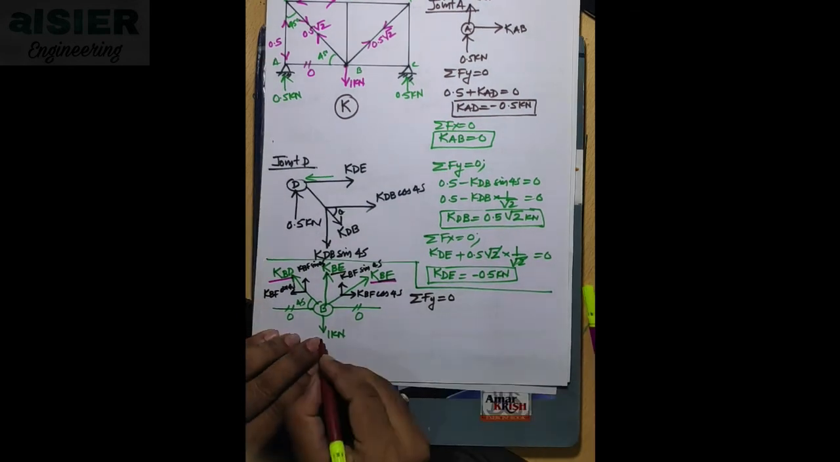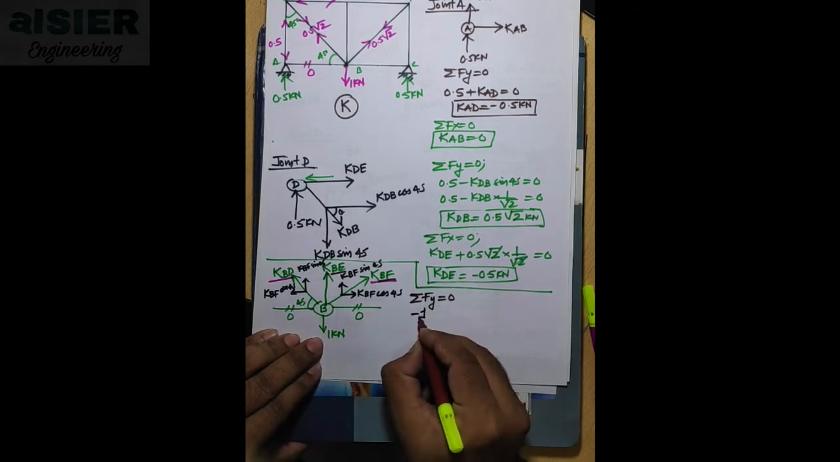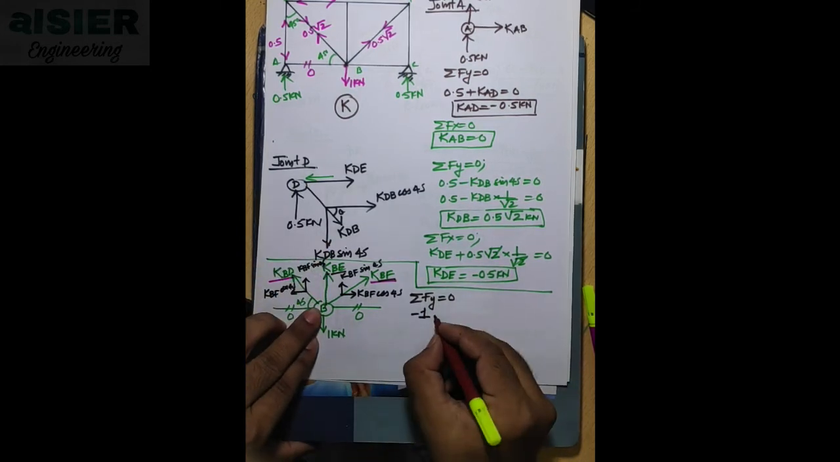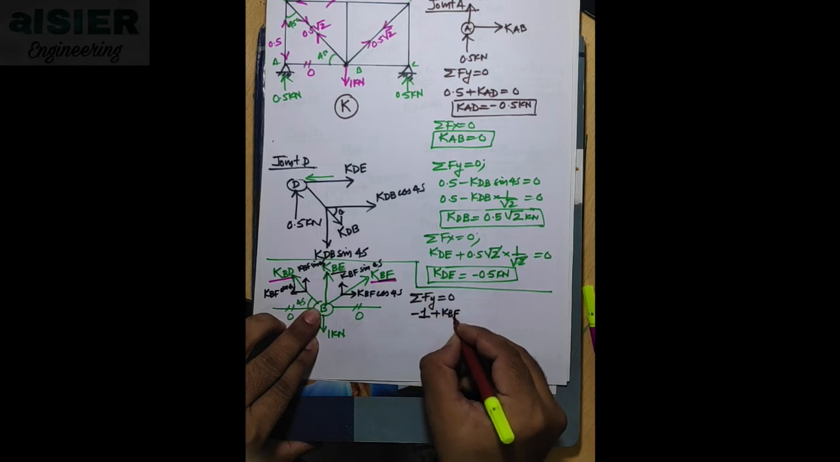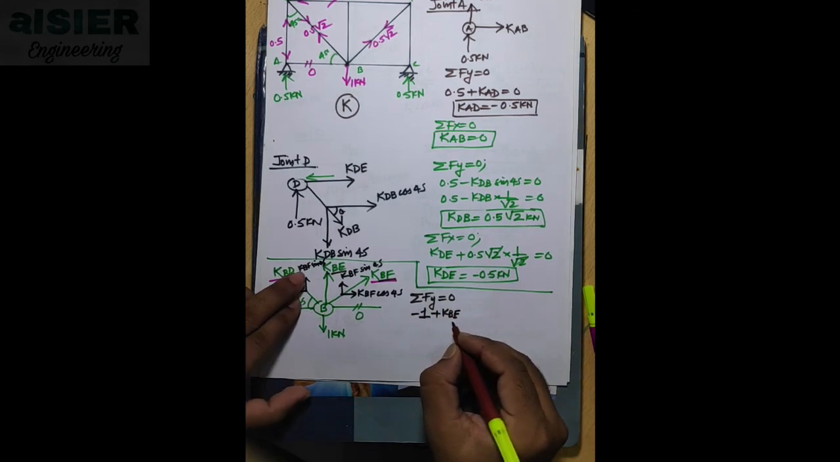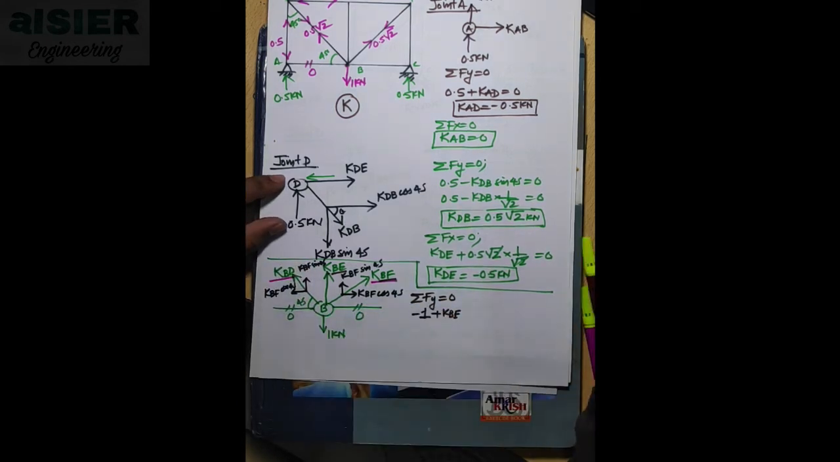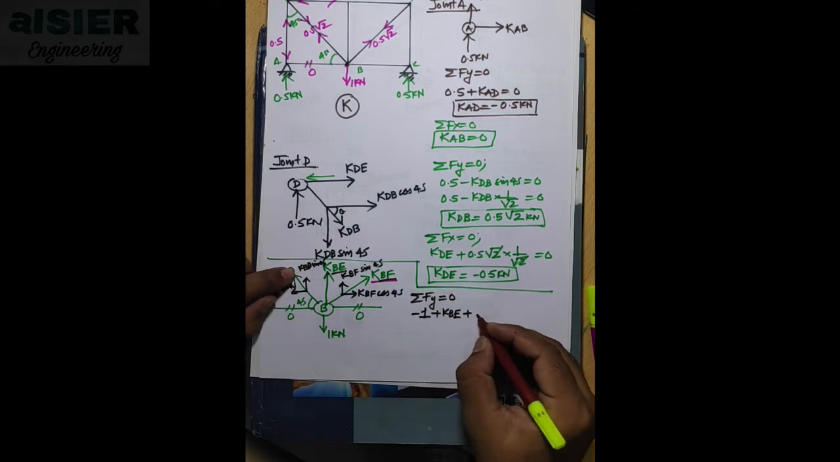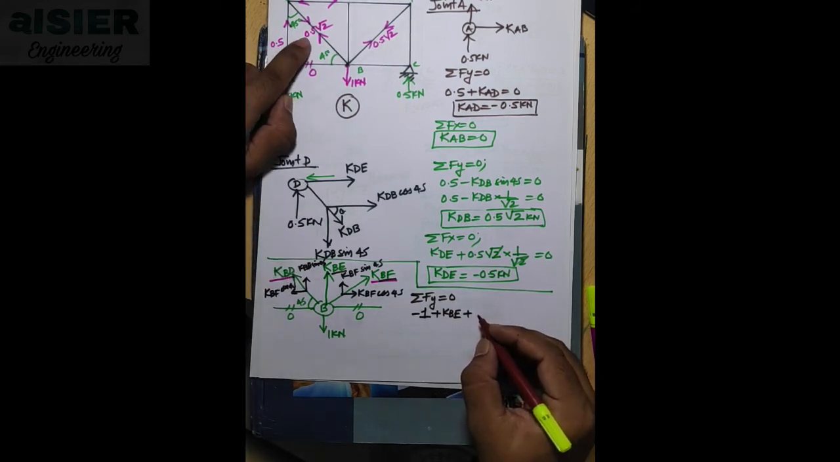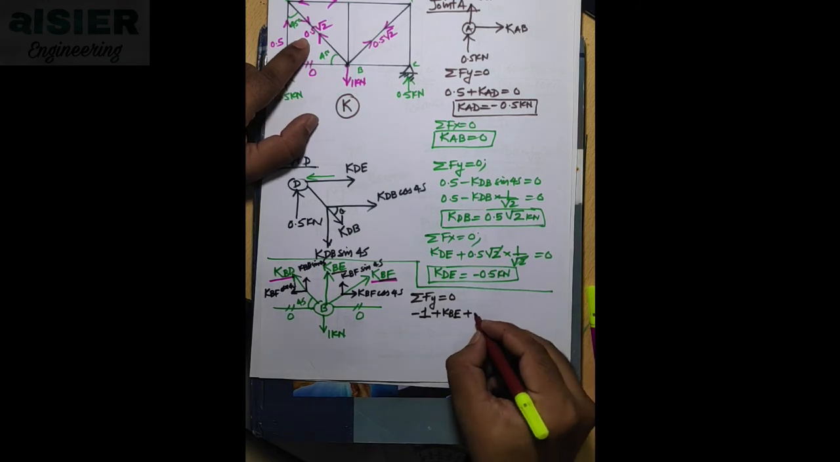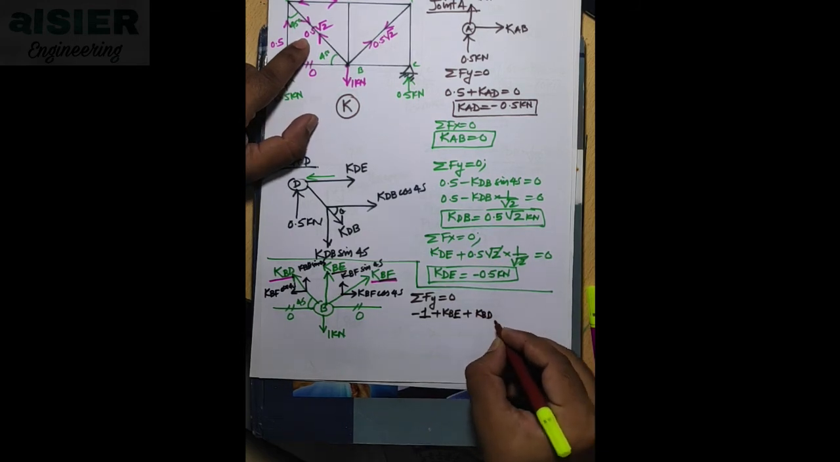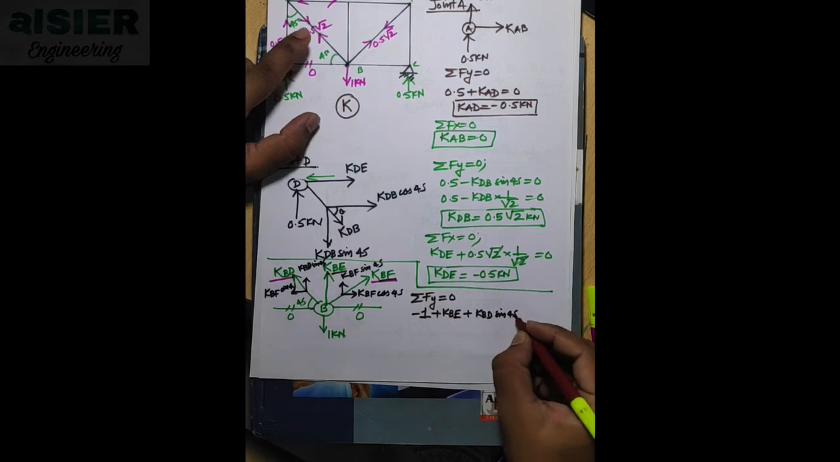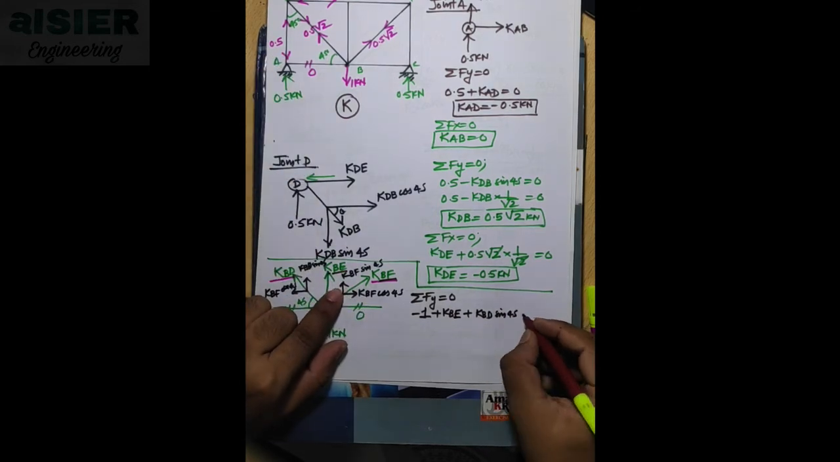So while doing summation of Fy, this 1 kilonewton is going downward, so minus 1. KBE is going upward, so plus KBE. This KBD sin 45 is going upward, right? Therefore plus, what is value of KBD? KBD value is 0.5 root 2. So I will write down here KBD sin 45 is going upward and KBF sin 45 is also going upward, is equals to 0.